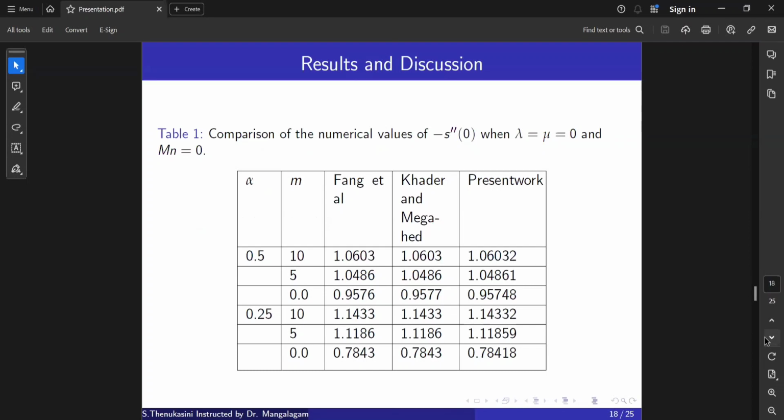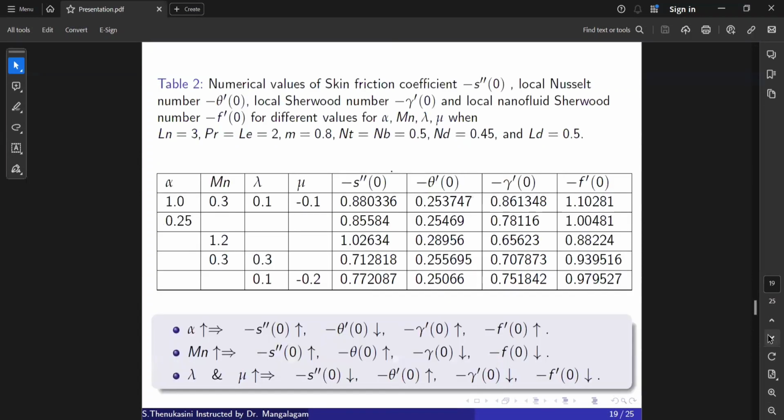Now let's see the results of our research. Table 1 shows the comparison of the previously published results and our present work. Here we observed our results are in excellent agreement. Therefore, we are confident our results are accurate. Table 2 shows different values of wall thickness parameter, magnetic parameter, first order velocity slip parameter, and second order velocity slip parameter. Then we observe the physical quantities of interest. Here we observe the results below the table.